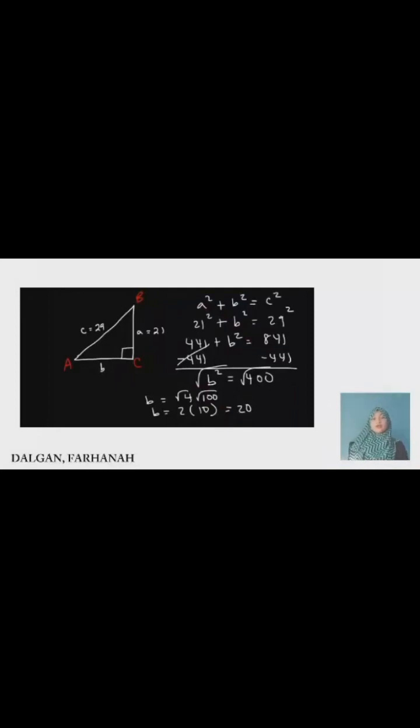And now we need to take the square root of 400. 400 is 4 times 100. The square root of 4 is 2. The square root of 100 is 10, times 2 equals 20. So the missing side length is 20 units long, so that's the answer for that.